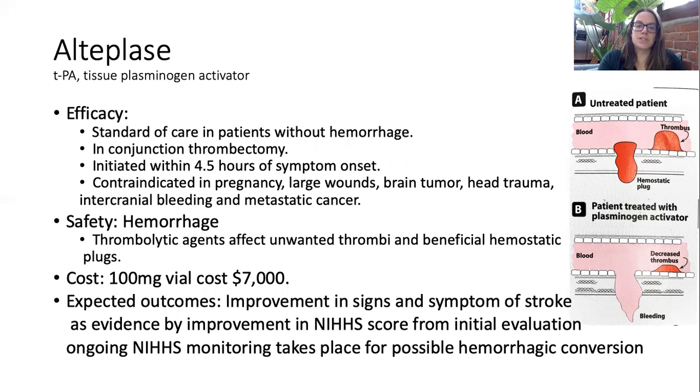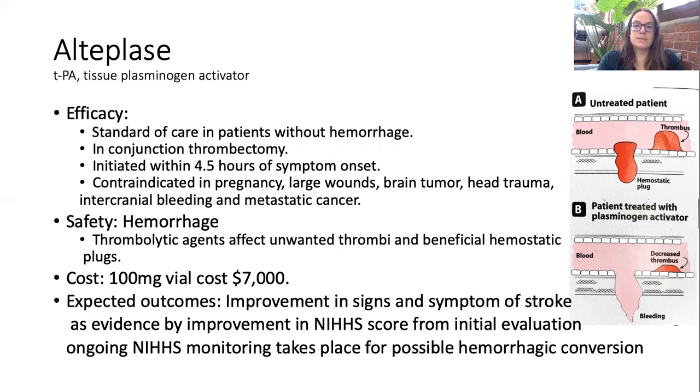It needs to be initiated within 4.5 hours of symptom onset, so it is important that the original symptom onset is witnessed by someone so that we know if it's been longer than 4.5 hours. If it's been longer than 4.5 hours, the risk of conversion to hemorrhage increases, and that's why TPA isn't given after that. Contraindicated in pregnancy, large wounds, brain tumor, head trauma, intracranial bleeding, and metastatic cancer.